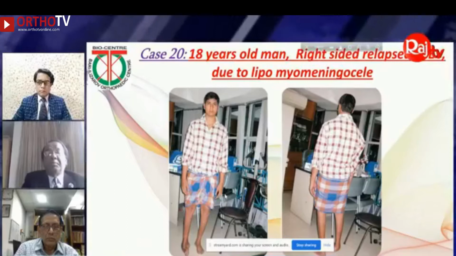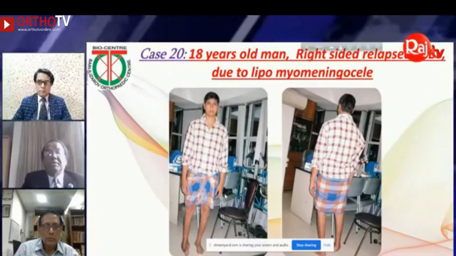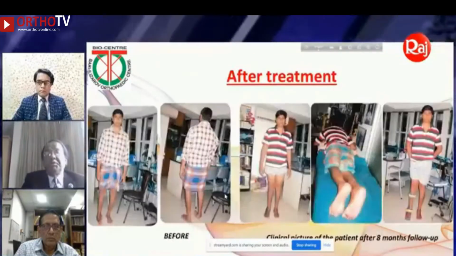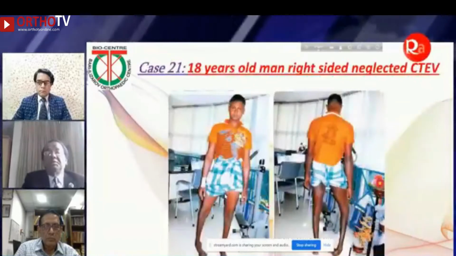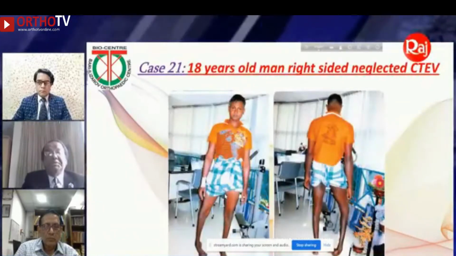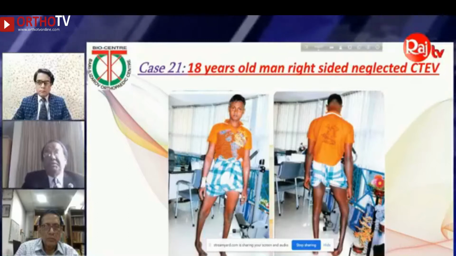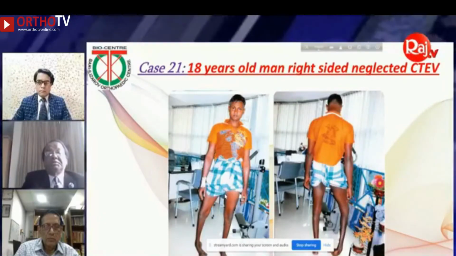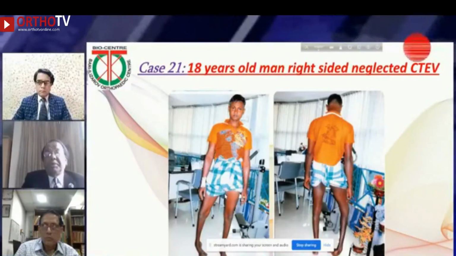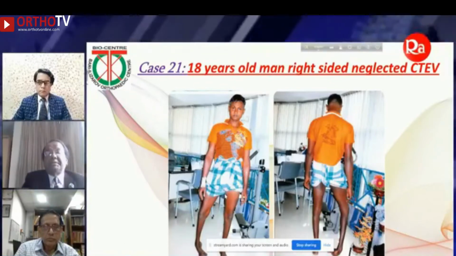This is myelomeningocele, 18 years old, during treatment. Now you can see here, this is the neglected CTEV at the age of 18 years. He did not get any treatment anywhere. This is totally neglected.